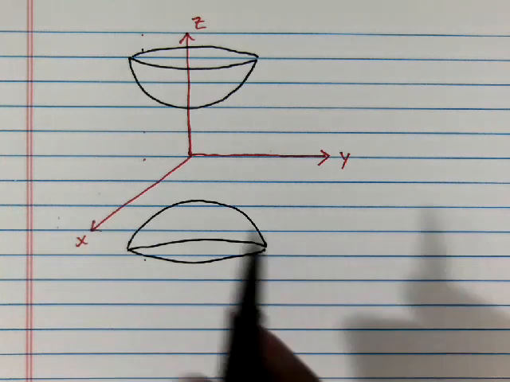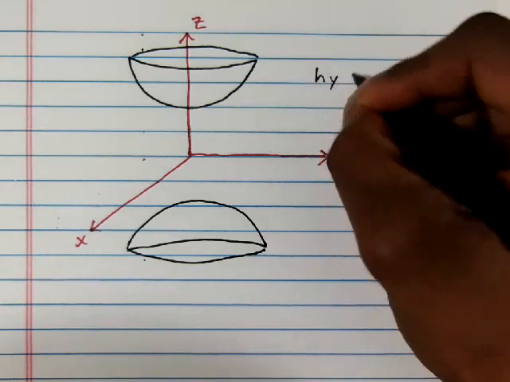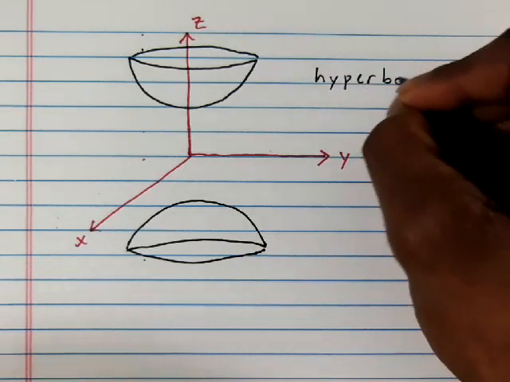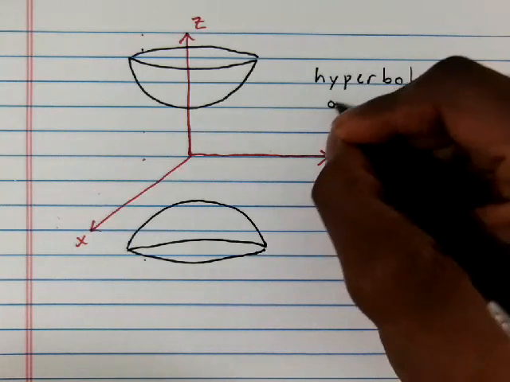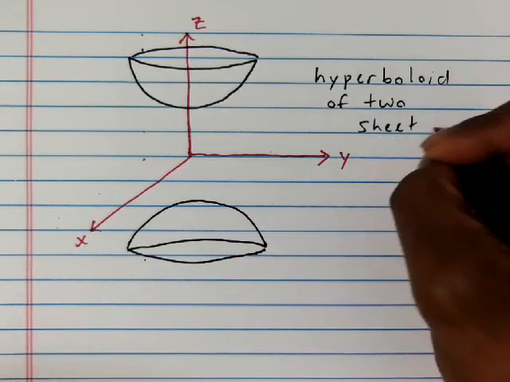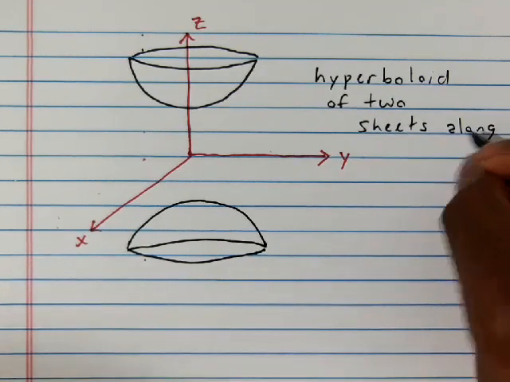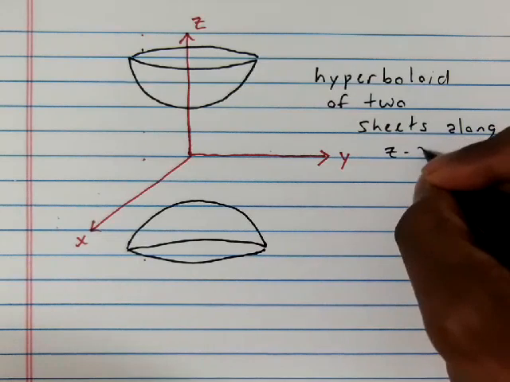And we end up getting a hyperboloid of 2 sheets. So we get a hyperboloid of 2 sheets, and I'm going to say along the z-axis.